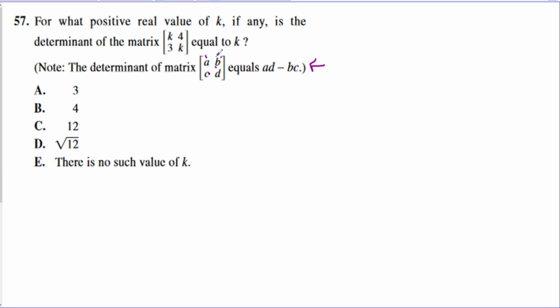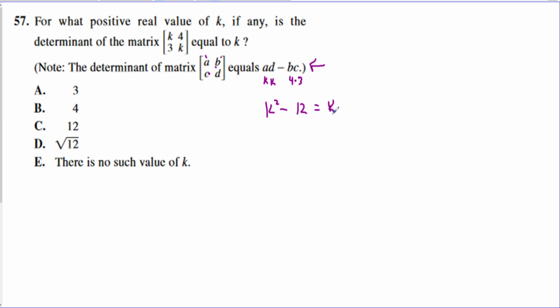Well, in our problem, a and d is k times k. That's k squared. So let me actually write this right underneath the determinant formula. If this is k and this is k, that's going to be k squared minus, my b and my c values are 4 and 3, so 4 times 3, and that's going to be equal to 12, okay? So they want the determinant to be equal to k. Well, here's my determinant. They should be equal to k. And they want us to solve and figure out what positive real values of k will make this equation true.